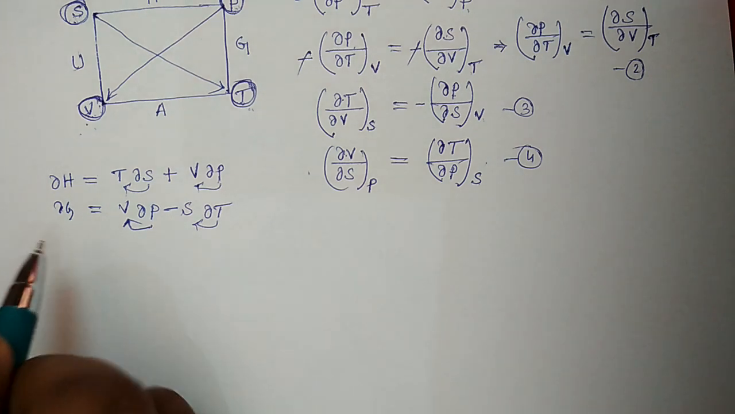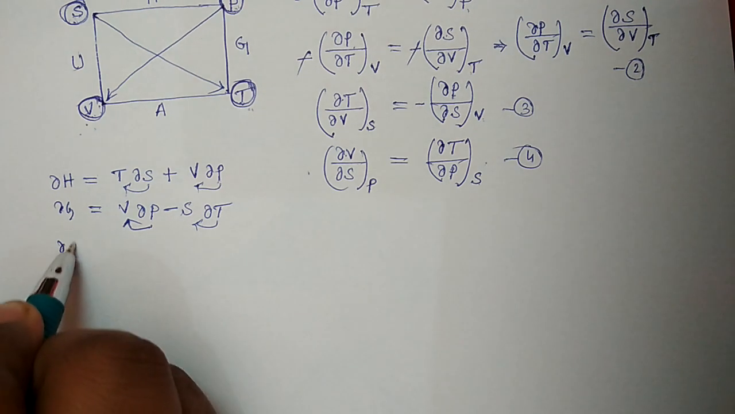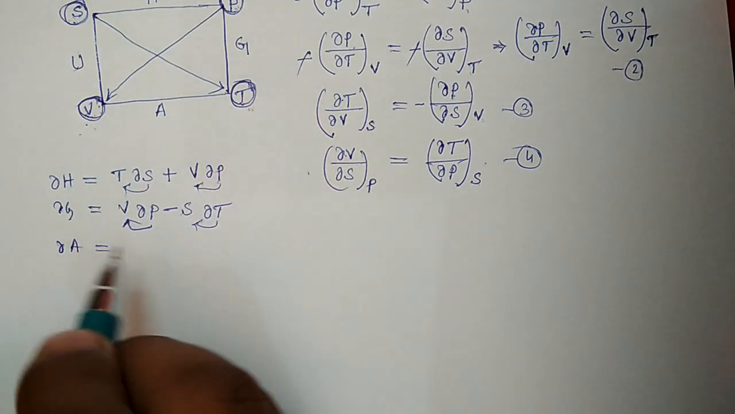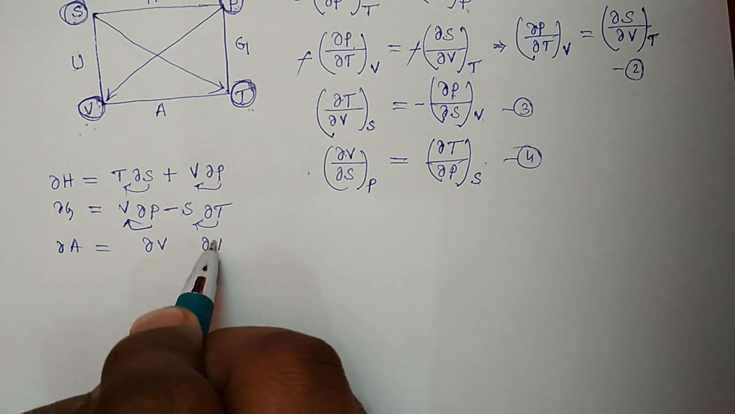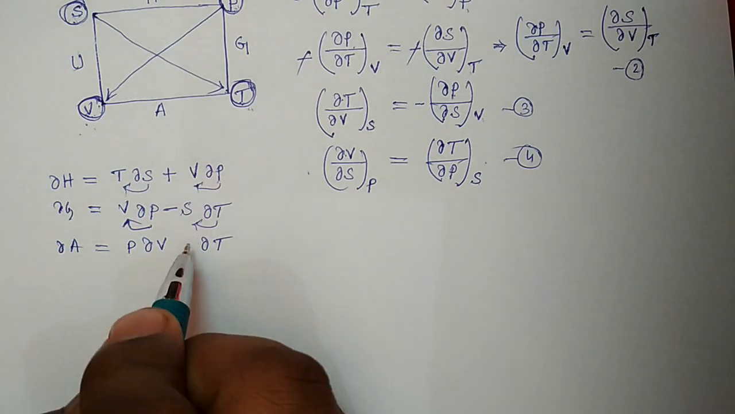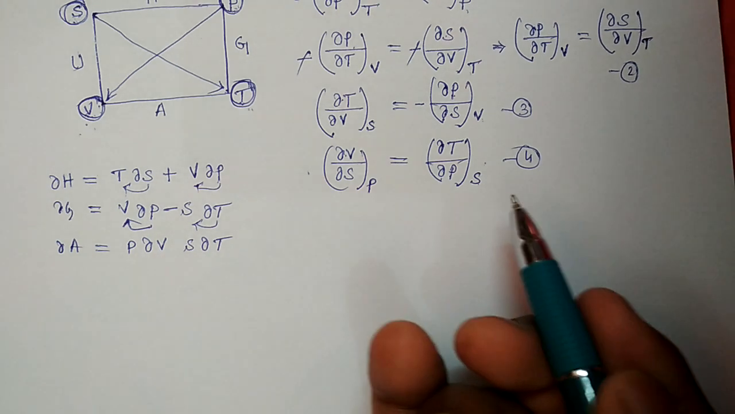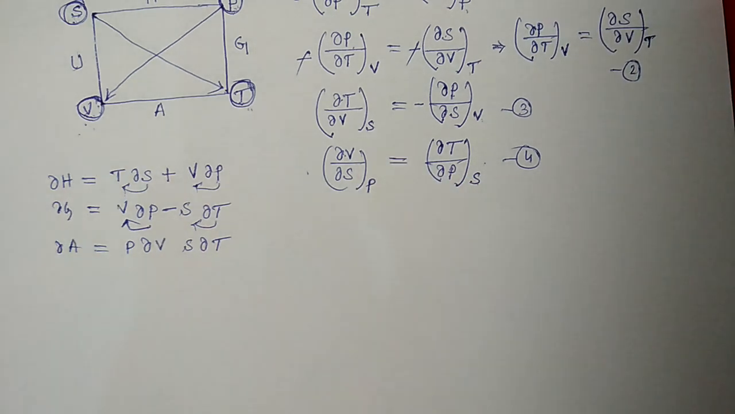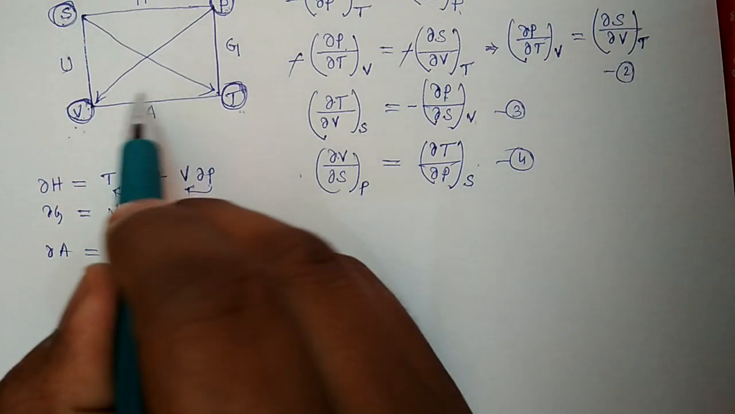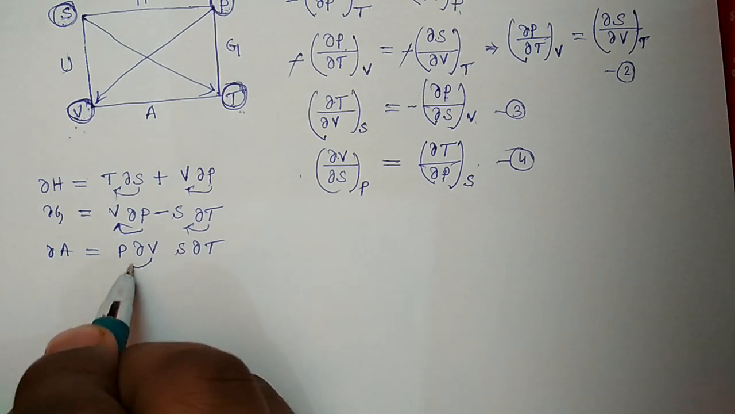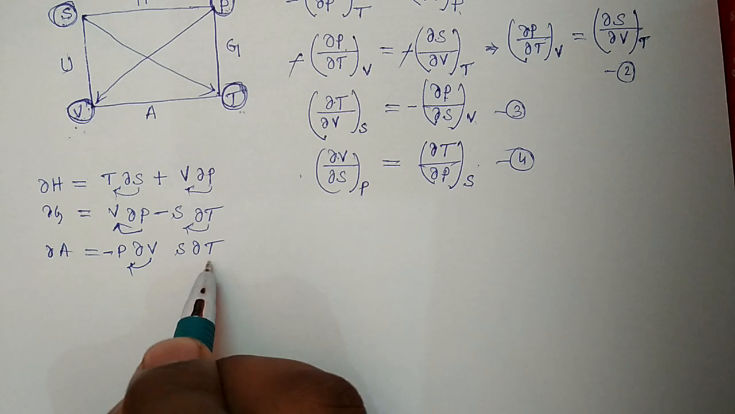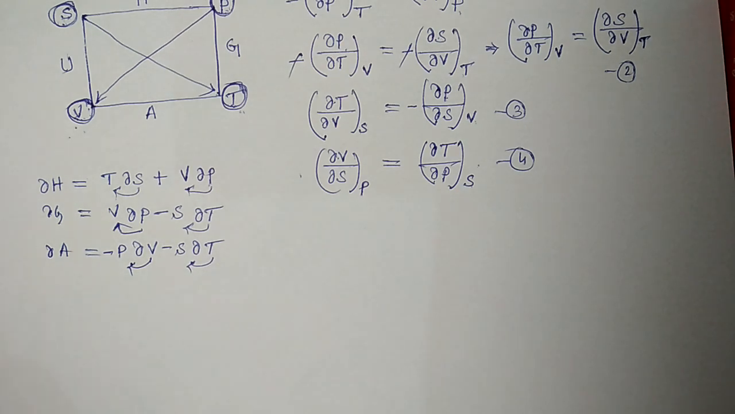Now the third one, that is del A. Del A is equal to, what is the neighbor? That is del V and del T. What is the opposite of V? The opposite of V is P, and the opposite of T is S. And the arrows go from P to V. We need V to P, so there is a negative sign. And again the arrows go from S to T. We need T to S, so there is another negative sign.